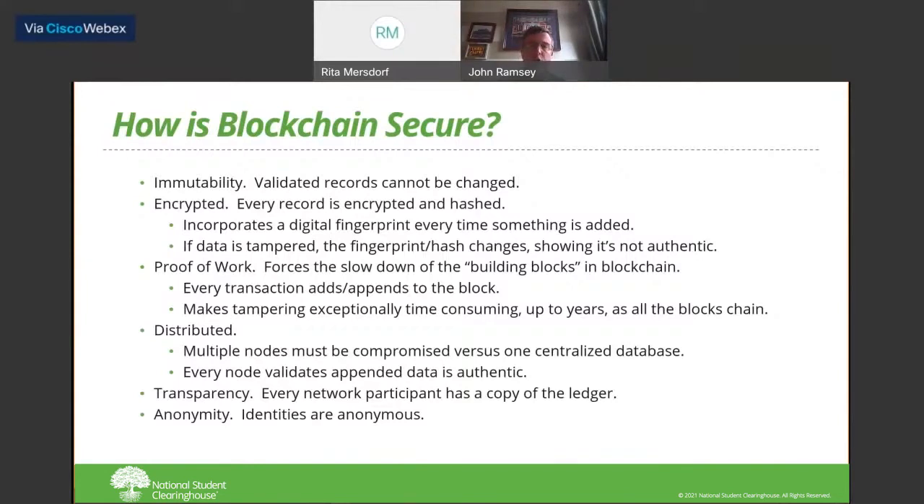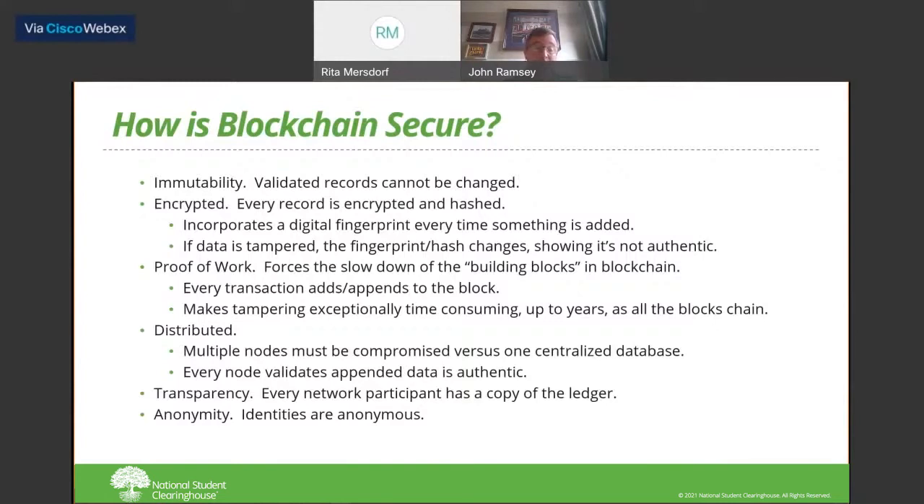Most of us are used to information being stored in one centralized database with the company. And when you hear about data breaches, the data breach usually involves one database that had all the information. Well, with blockchain, that's not the case. There's not one database with all the information. All of the data is distributed across all of these nodes within the blockchain environment.